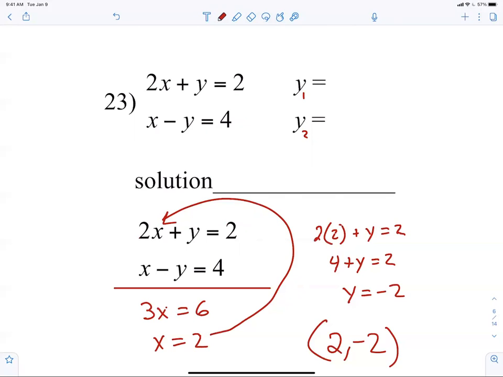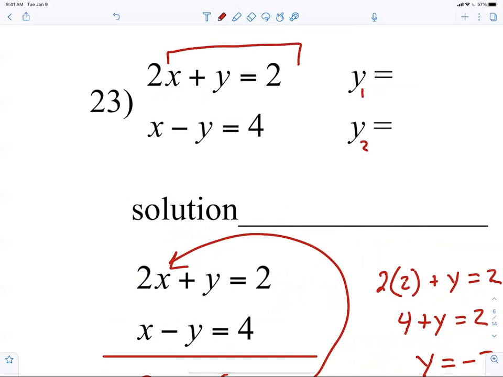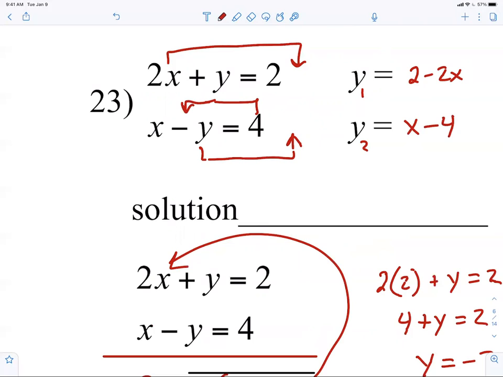Now please watch, because I'm always upset that you're not better at mental math. Look at the first one. Does everybody agree? All I need to do is move the 2x over, right? So we can just write 2 minus 2x. Everybody agree with that? If you want to put the negative 2x in front, it's okay, but does the order matter on the calculator? No. Over here, I don't like negative y, so I'm going to move this y over here, and move the 4 over. So y2 is going to be x minus 4.